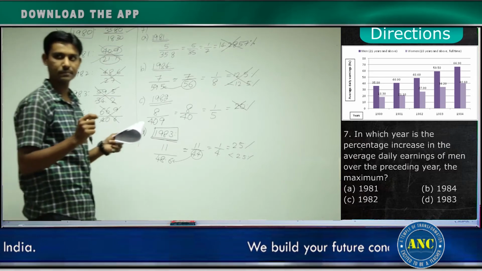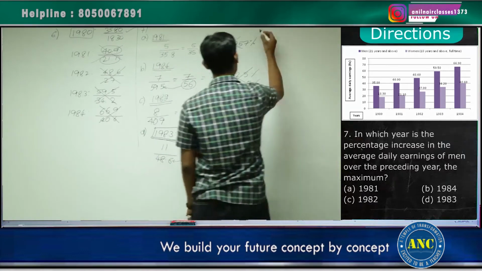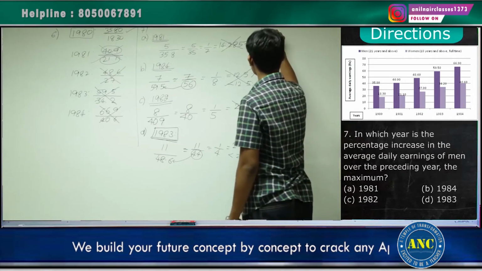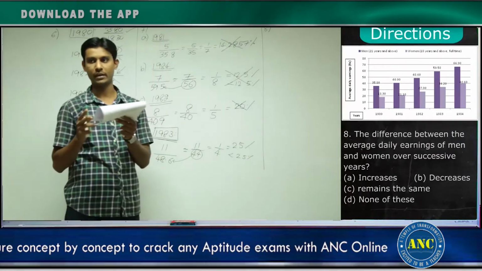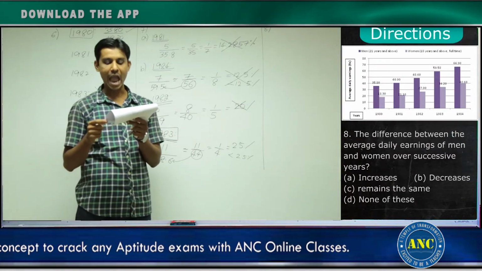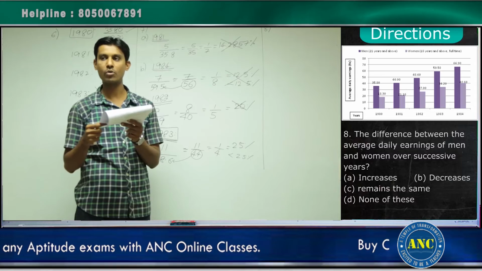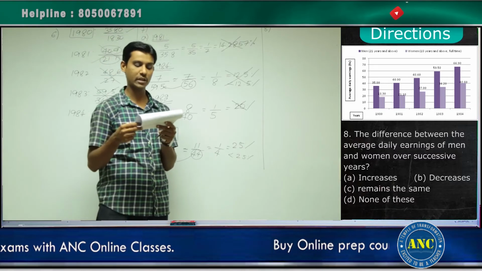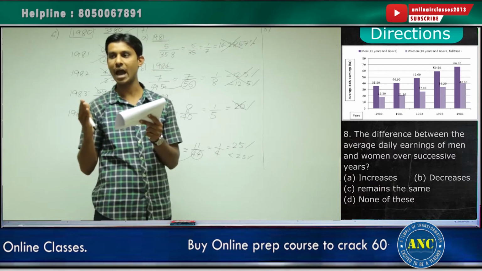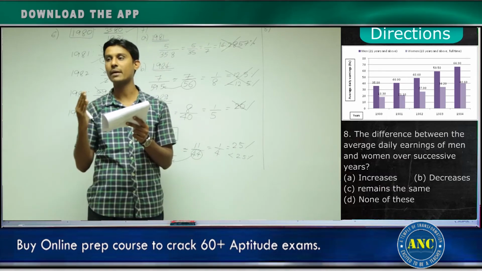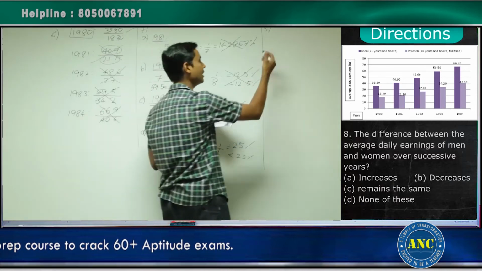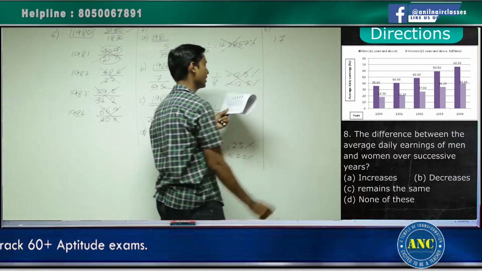Clear with the approach, right? Question number 8. It's a very easy question. The difference between the average daily earnings of men and women over successive years. If you observe the first year, what is the difference between average daily earnings of men and women? 35 minus 18. 35 minus 18 is 17. First year the difference is 17.